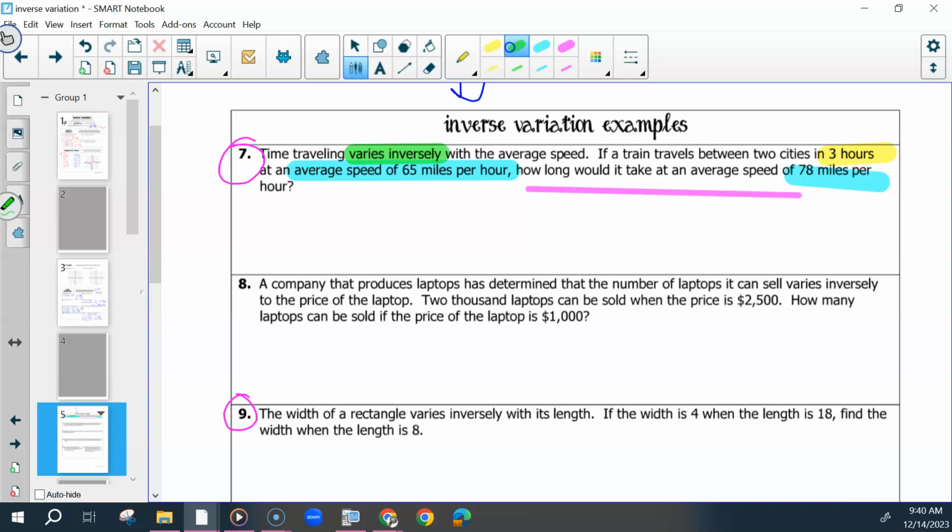Varies inversely or inversely proportional will be the words you see. The rules are the same here. Whatever comes first before this is still y. Whatever is after is still x. So that part has not changed. So our number of hours is y. Our speed is x. We are looking for x or y? y. How long? Time. So then, to find our k, we would do what?